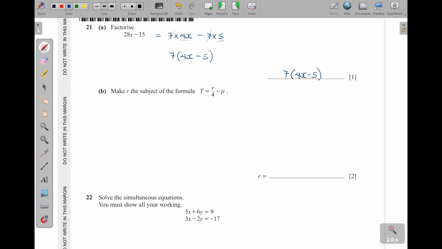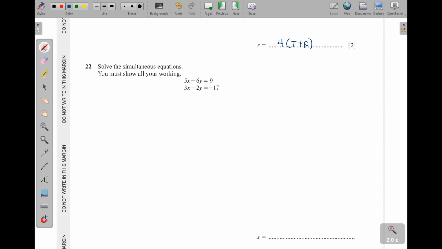And then part B, make R the subject of the formula. So T is equal to R over 4 minus P. You can first take P this side, okay? So when I take it this side, it now becomes a positive because it has been a minus, okay? Then after that, we can cross multiply. So that means our R is going to be 4, then times T plus P. If you want, you can expand and you say 4T plus 4P.